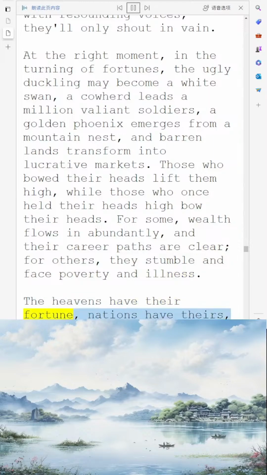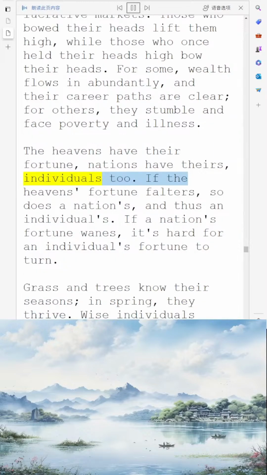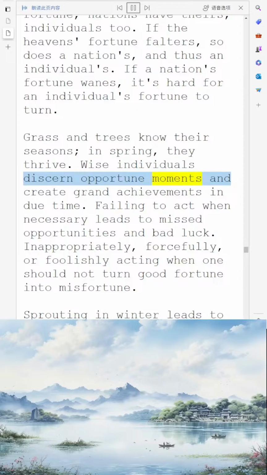The heavens have their fortune, nations have theirs, individuals too. If the heavens' fortune falters, so does a nation's, and thus an individual's. If a nation's fortune wanes, it's hard for an individual's fortune to turn. Grass and trees know their seasons. In spring, they thrive. Wise individuals discern opportune moments and create grand achievements in due time.